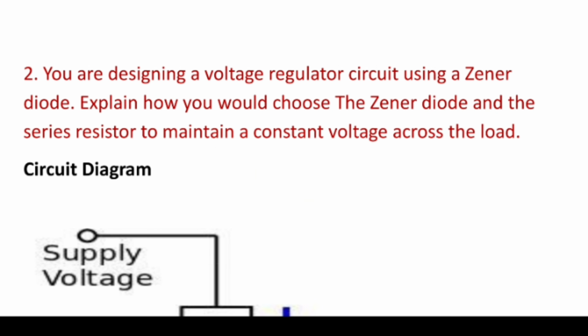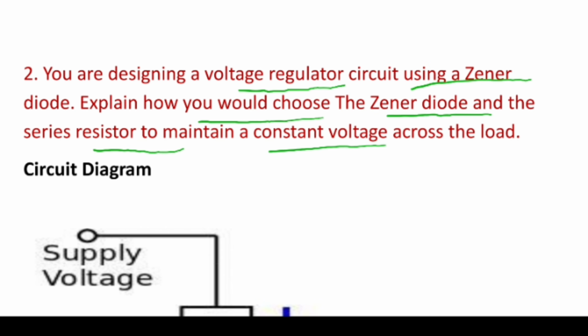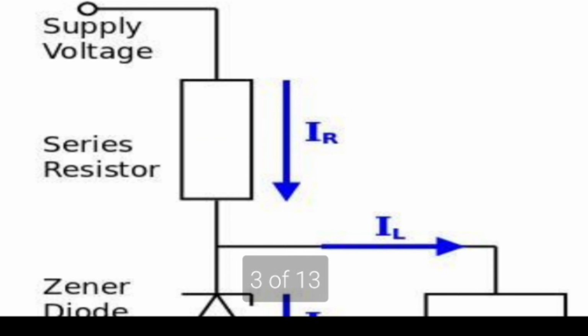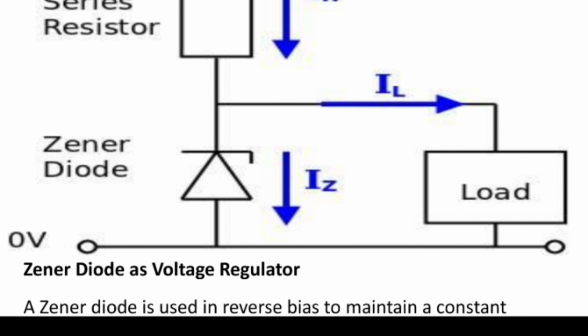Next question is, you are designing the voltage regulator circuit using a Zener diode. Explain how the Zener diode would be chosen and how the series resistor maintains constant voltage across the load. So coming to the circuit diagram for the Zener diode, this is the circuit diagram which has a supply voltage, a series resistor, IR, IL, a Zener diode, IZ, and a load, with output voltage VO.